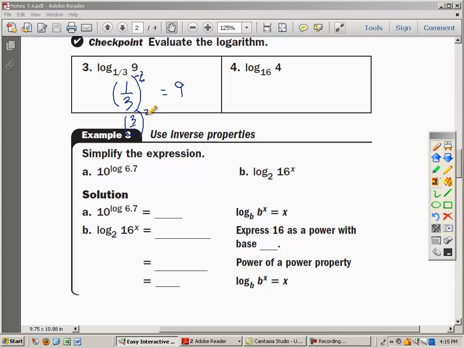So the log base 1/3 of 9 is equal to negative 2, because 1/3 to the negative 2 is equal to 9. And I'll just put BC for because. Again, you don't have to write that because statement, but it is helpful.